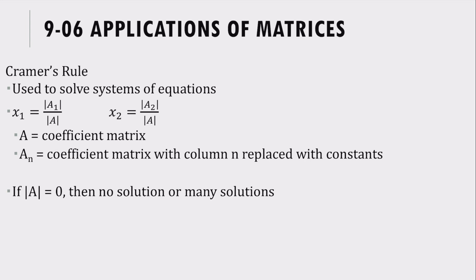If the determinant of the coefficient matrix is 0, then there is no solution or many solutions, and you don't know which, so you'll have to solve some other way to figure that out.